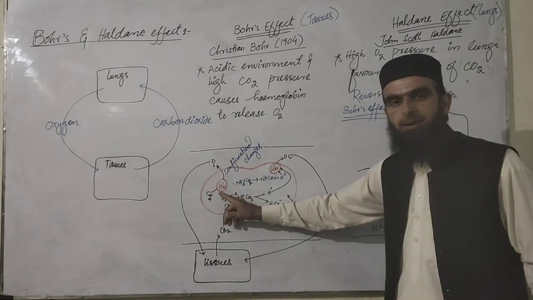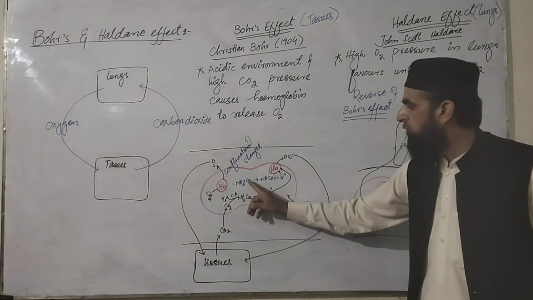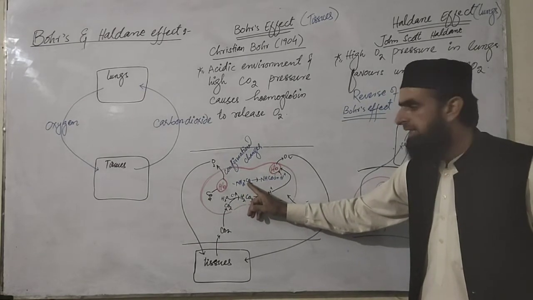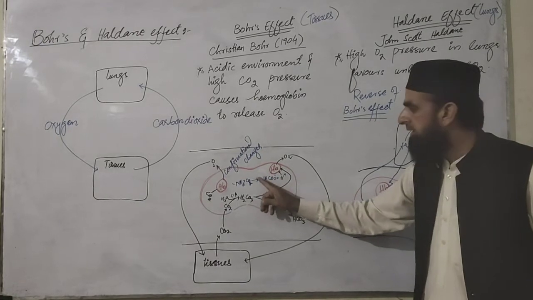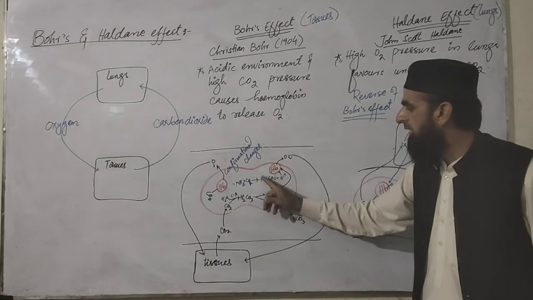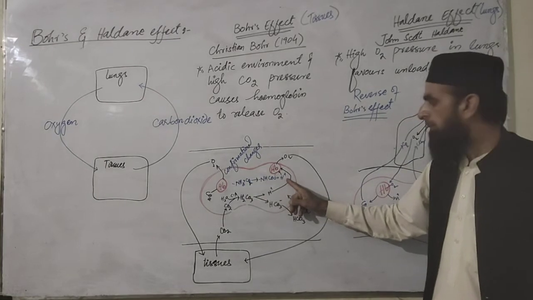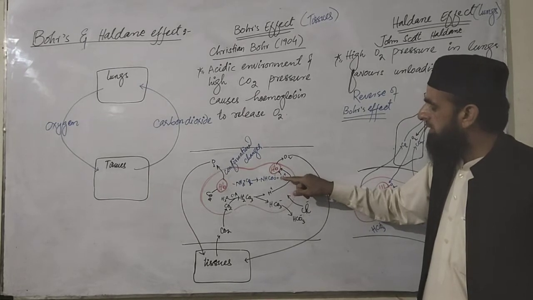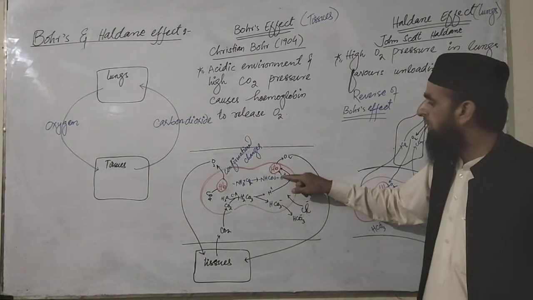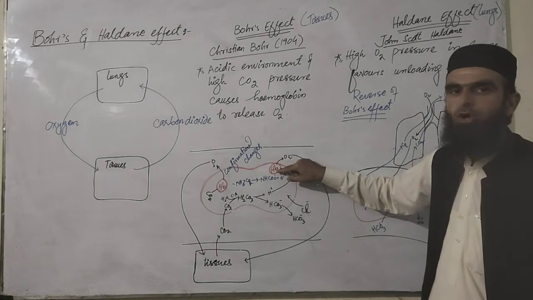The histidine amino acid has an amino group, NH2 group. This NH2 group combines with the carbon dioxide. So this forms what? NHCOO. This is that carbon dioxide which is attached to the NH, and one of the hydrogens is removed as a proton. So when that proton is removed, the proton is brought and attached to the hemoglobin.